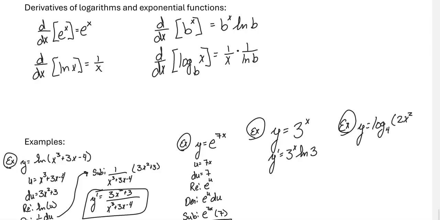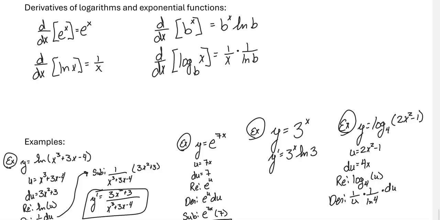And then let's say we want to take the derivative of the log base 4 of 2x squared minus 1. So we're going to use this rule. u is that argument, 2x squared minus 1. du is 4x. So when we rewrite this, this is the log base 4 of u. And the derivative of that is 1 over u times 1 over the ln of 4 times du.